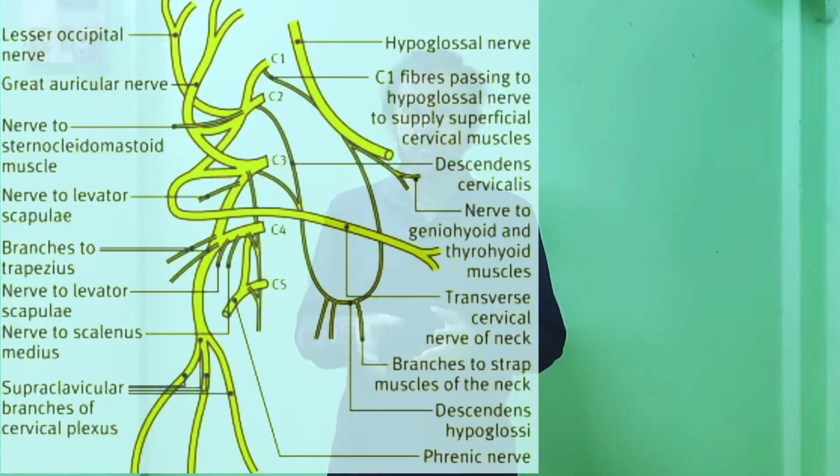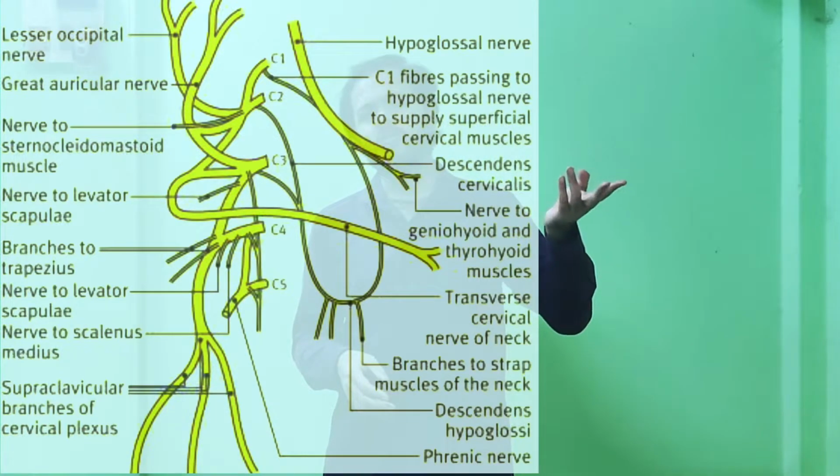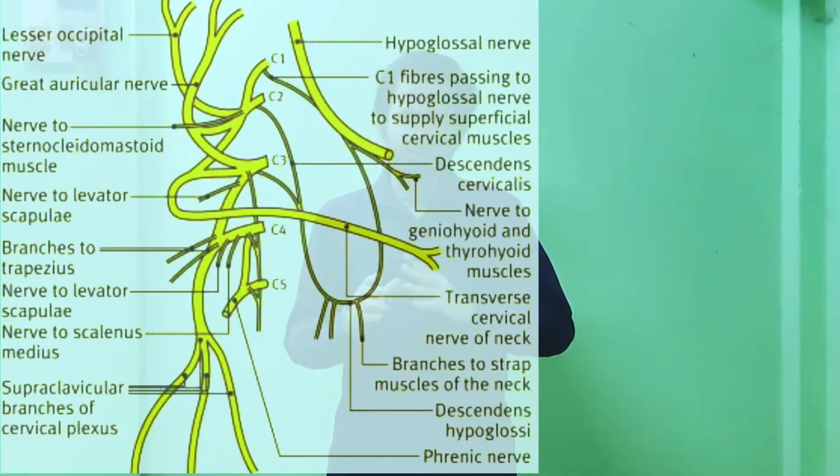From this C4, a few branches arise which supply our levator group of muscle, scalene group of muscle, levator scapulae, longus group of muscle, and so that's all.